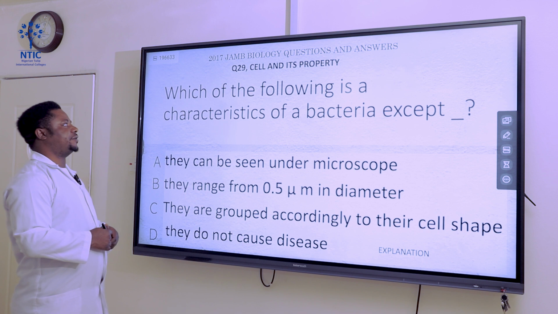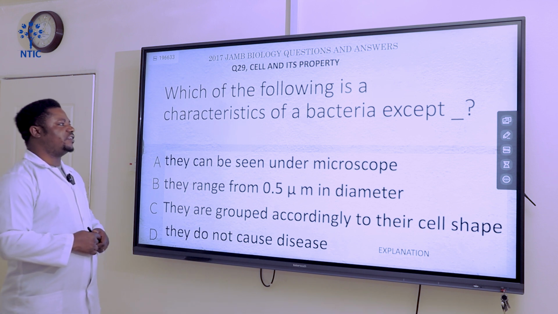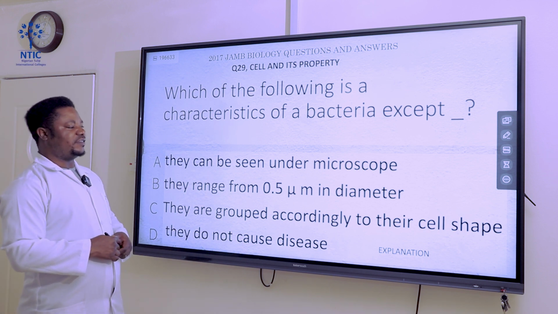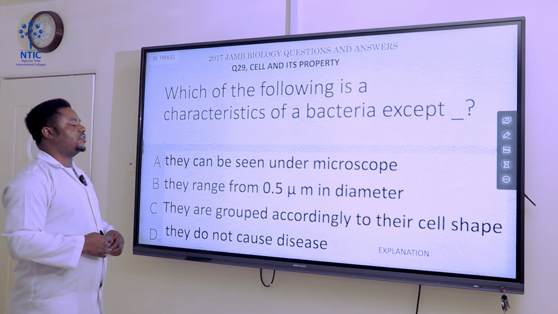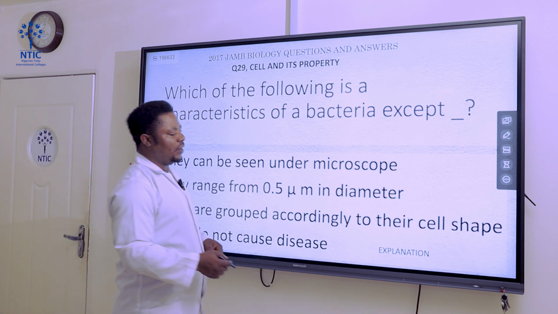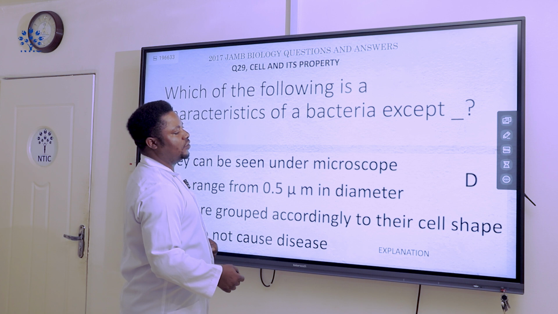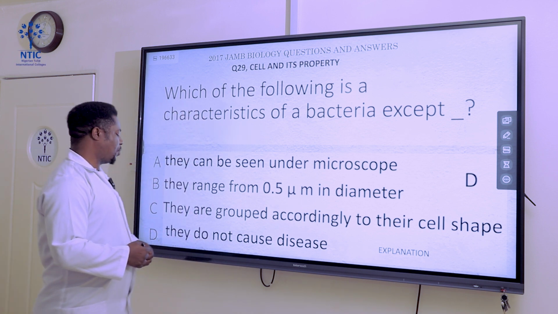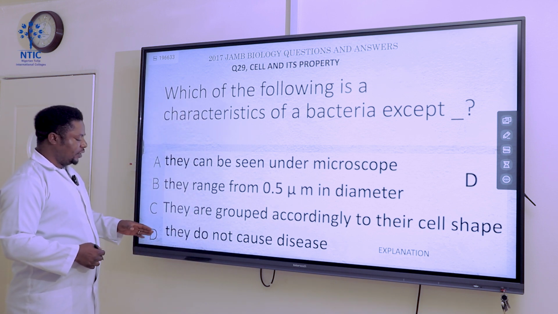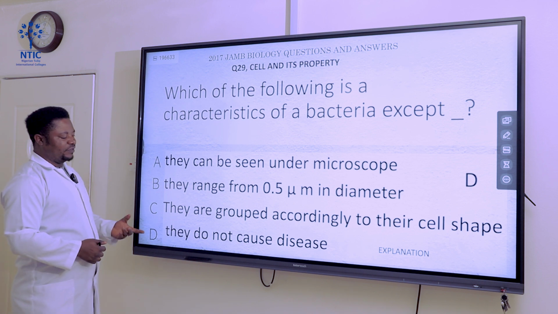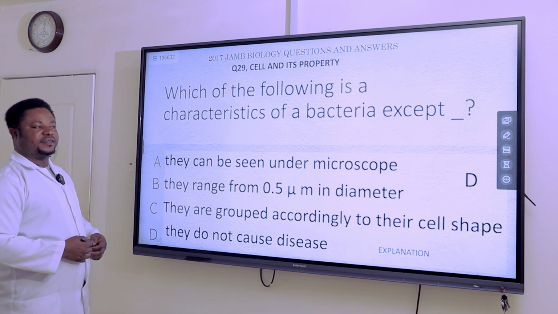Question number 29. Which of the following is a characteristic of bacteria except? All these are characteristics of bacteria except. Now let's see the explanation we have for this. We've been able to put this. The answer to this question is actually D. They do not cause diseases.